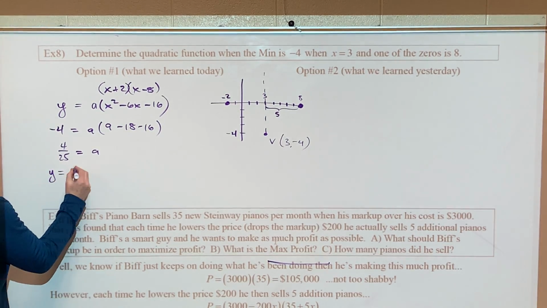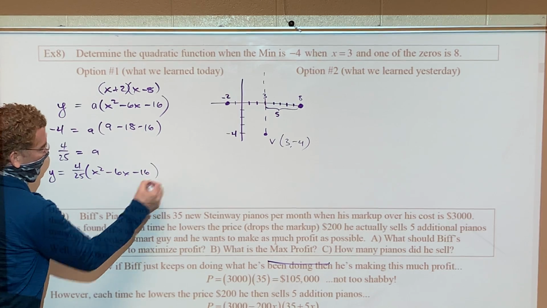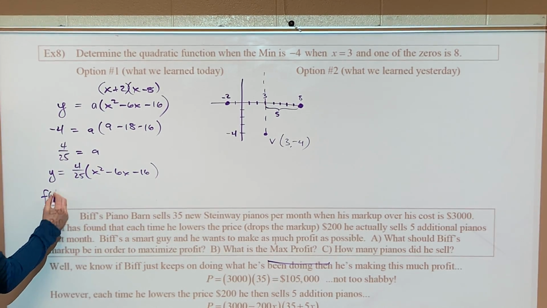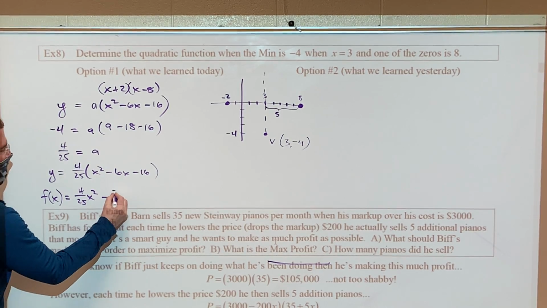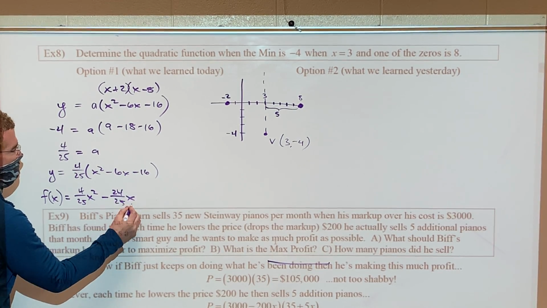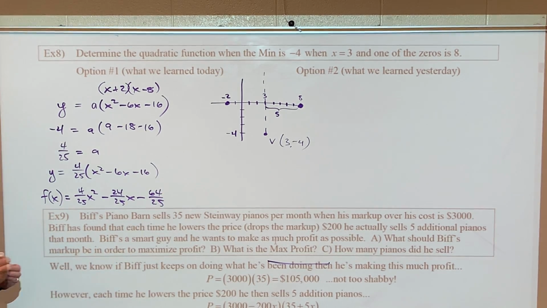y equals 4/25. And of course I want it in function form, so f of x equals 4/25 x squared minus 24/25 x minus 64/25. And I didn't say anything about integral coefficients or anything like that, I just said function. Not too bad? Now, yesterday's method I kind of like better, to be totally honest with you.